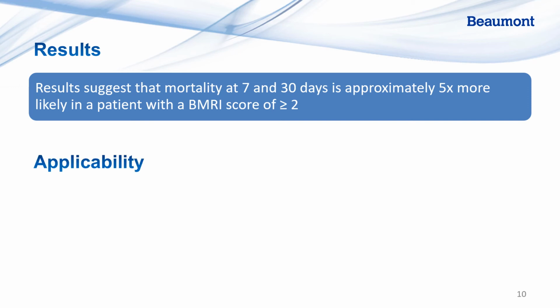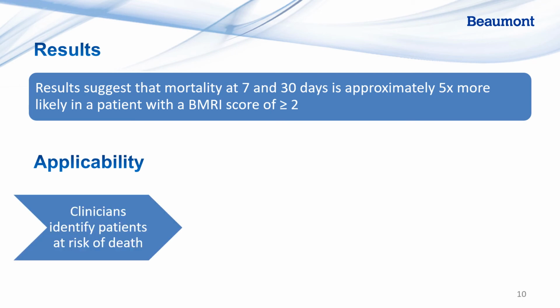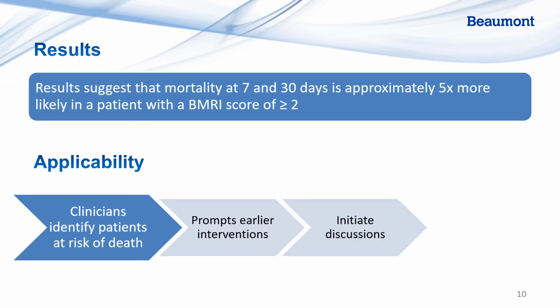Now, how can we use this calculator in our clinical practice? Well, as clinicians, if we can identify patients that are at an increased risk of death earlier, this will prompt earlier interventions. It will allow us to initiate a discussion not only with the patient, but with the patient's family and loved ones. And then it gives us the ability to discuss goals of care and even, in some cases, end-of-life planning.